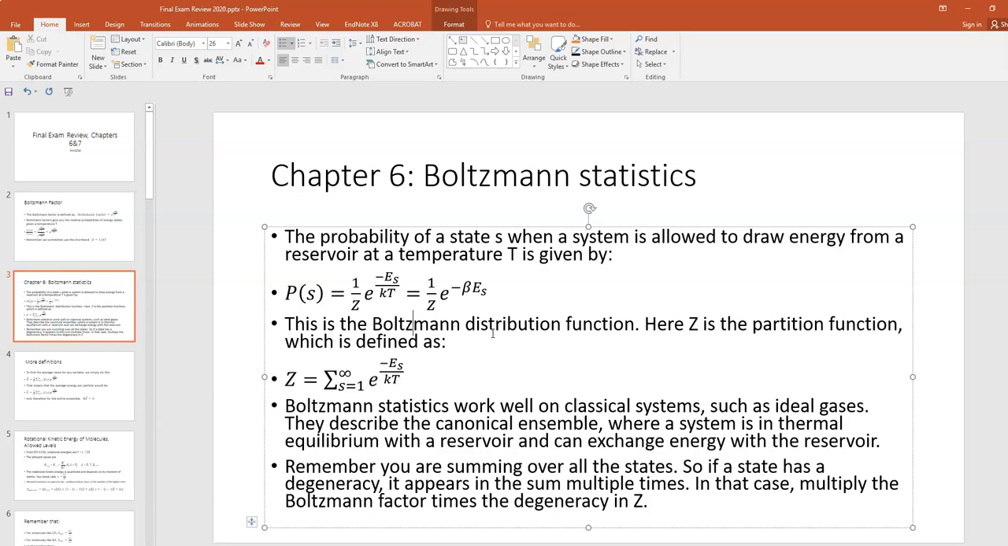And in a canonical ensemble, the system is in thermal equilibrium with a reservoir and can exchange energy with that reservoir. Now, in that partition function, remember that you're summing over all the states. So you can have multiple states with the same energy. That's known as degeneracy. If that's the case, then that Boltzmann factor would appear in the sum multiple times. So what you do practically when you're solving for the partition function is you multiply your Boltzmann factor times the degeneracy and then sum over all the different energies doing that. Okay?